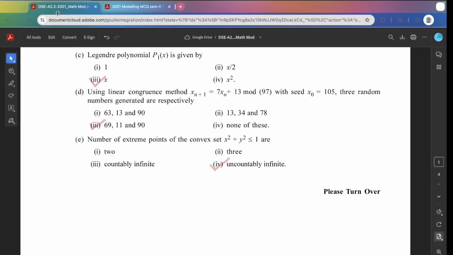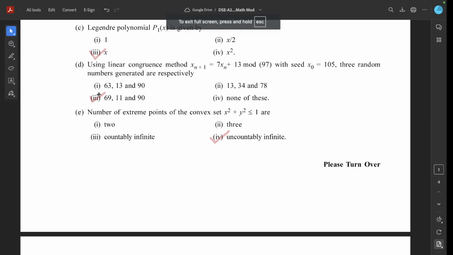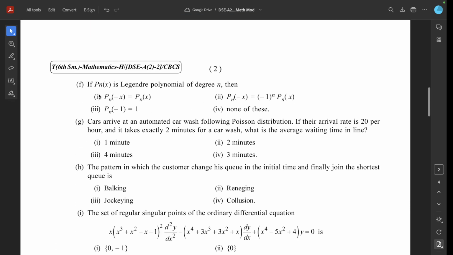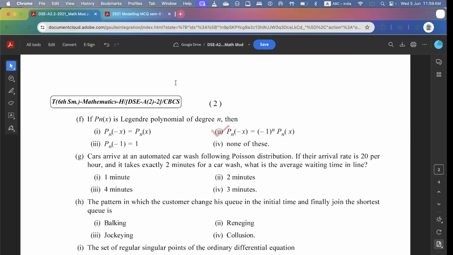Next question, question 1F. If Pn(x) is the Legendre polynomial of degree n, then the correct option is 2. Pn(-x) equals (-1) to the power n Pn(x).